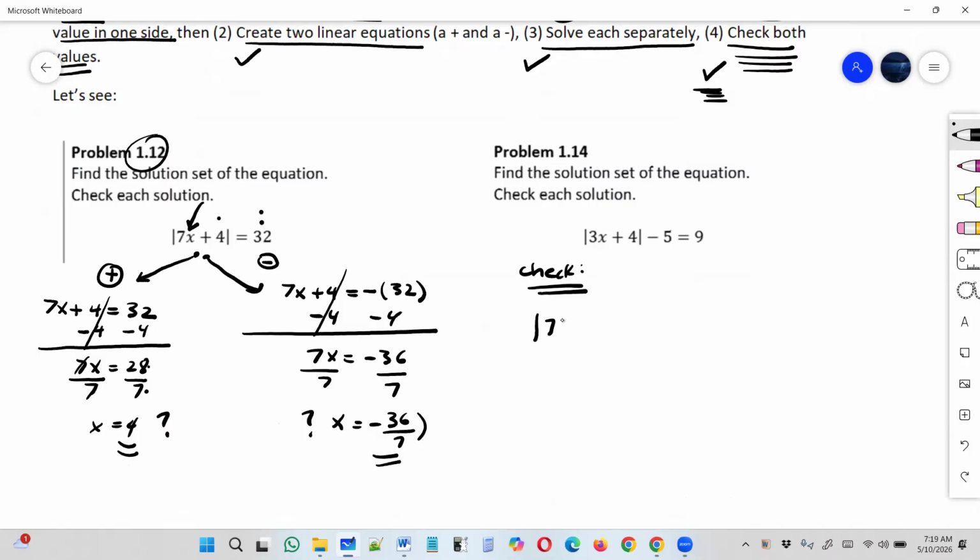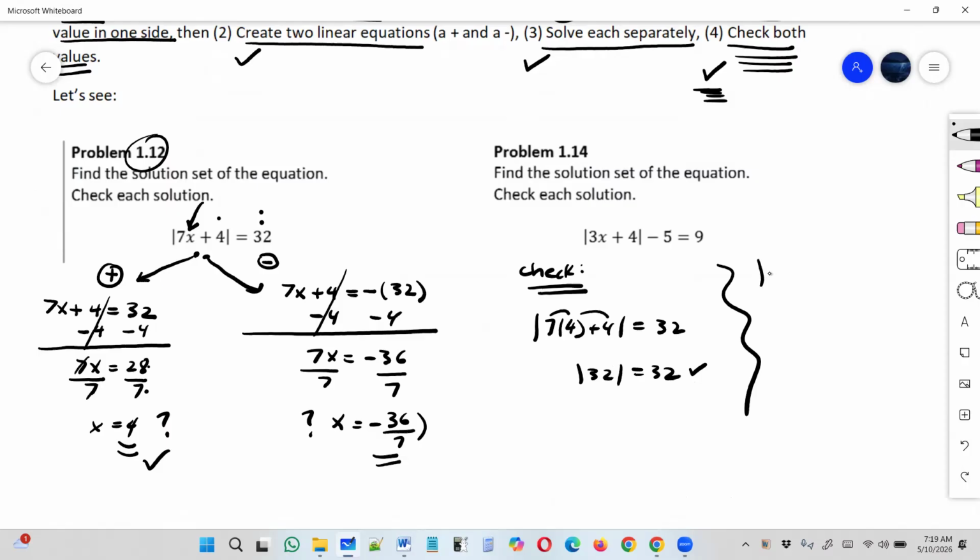So 7 times 4 plus 4, 32. Now this is 28 plus 4, 32. So this is what we have. Is the absolute value of 32 equal to 32? Yes, it is. So that checks. So this is good. Now let's do the negative 36 over 7. So this one worked. So let's do the second one.